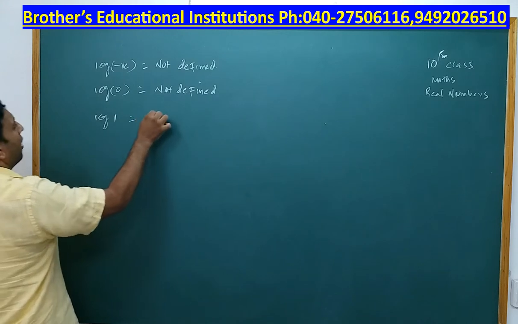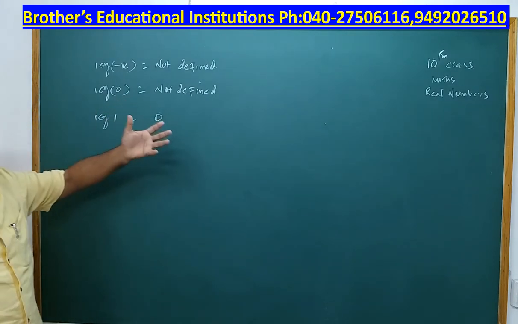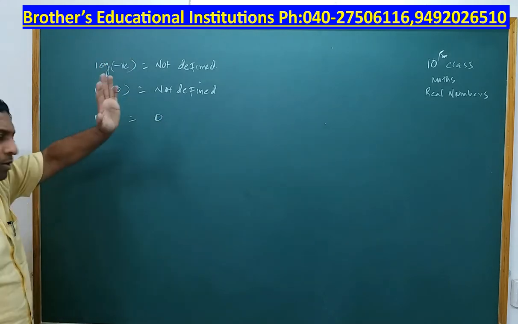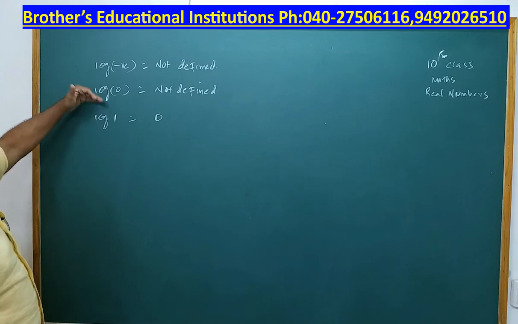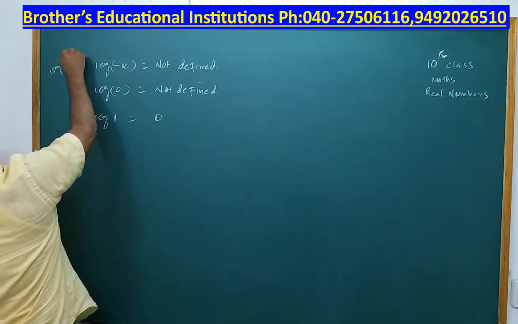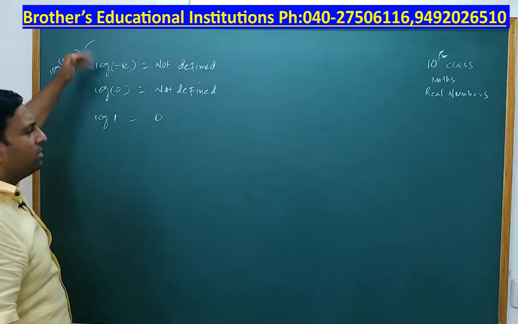Log 1, my dear children, is always equal to 0. Do not get confused. Generally it is a mental tendency. What is log 1? 0. So what is log 0? They will say 1. Don't do that. Log 1 is 0, but log 0 is not defined. Any other number, for example log of 0.1 is defined, but log 0 is not defined. Log of negative numbers is not defined.